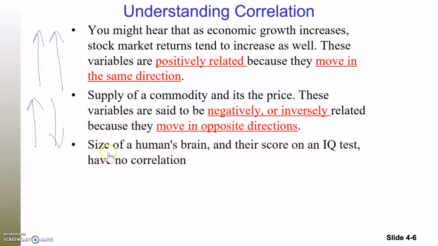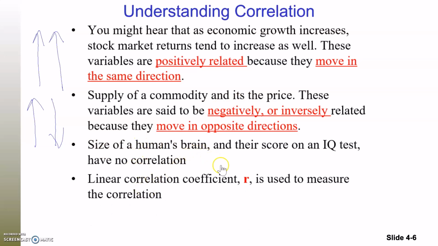Look at the third relation. The size of the human brain and the score on an IQ test have no correlation. There is absolutely no correlation between a human's brain size and his or her IQ, right? So these two variables were positively correlated. These two variables were negatively correlated, but these two variables are not correlated at all.